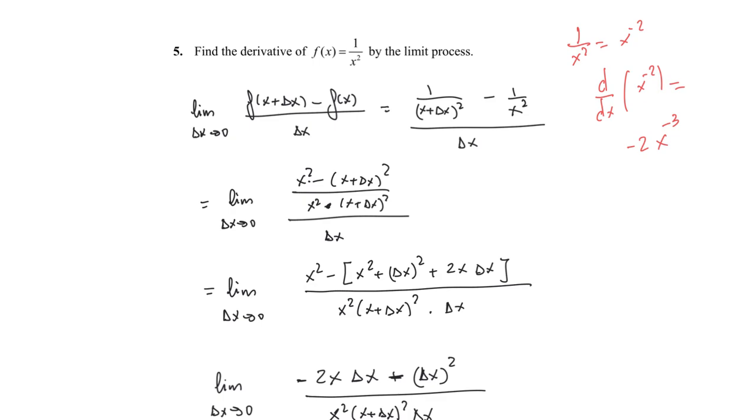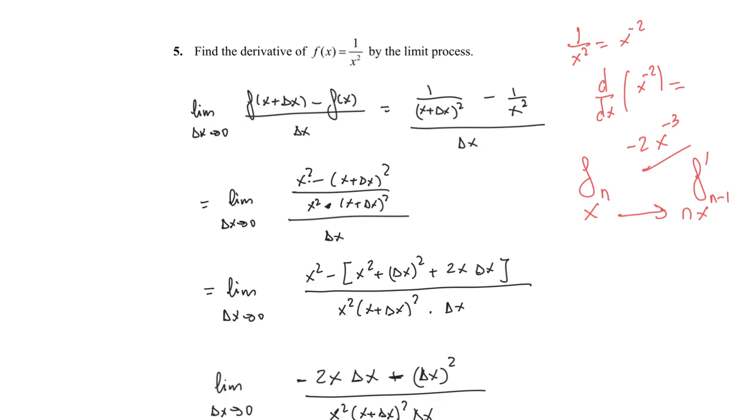And this is the derivative. The derivative of x to the n is nx to the n minus 1. Let's check it with this function, 1 divided by x squared. So we apply our definition of the derivative.